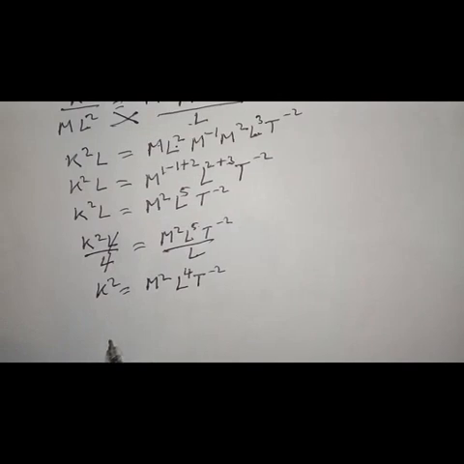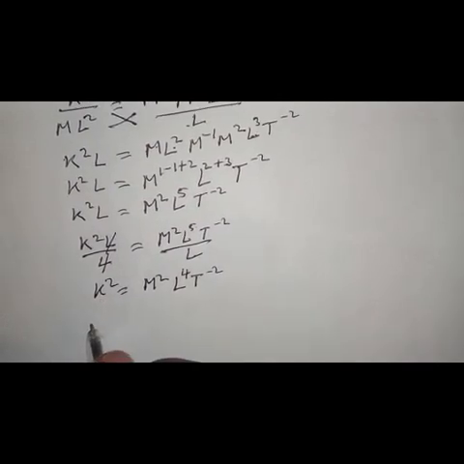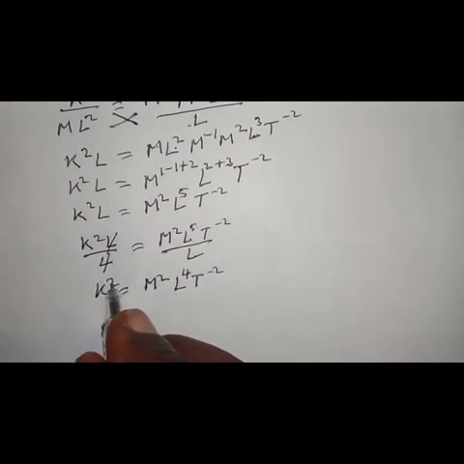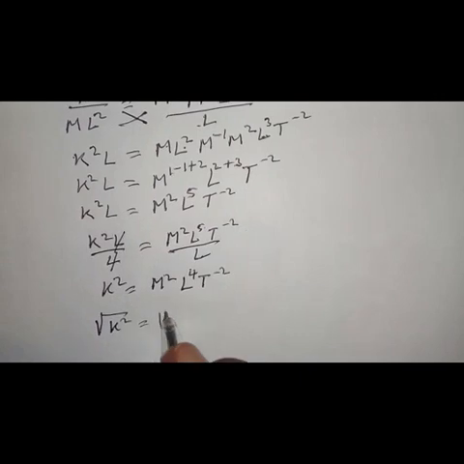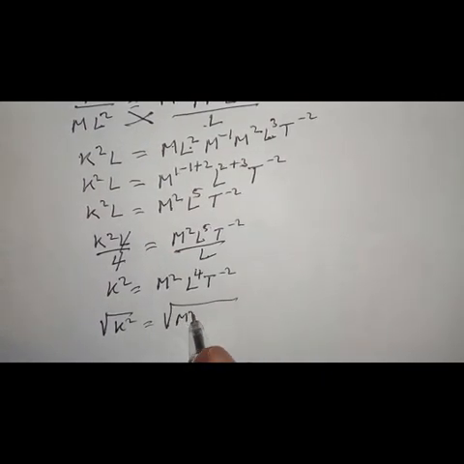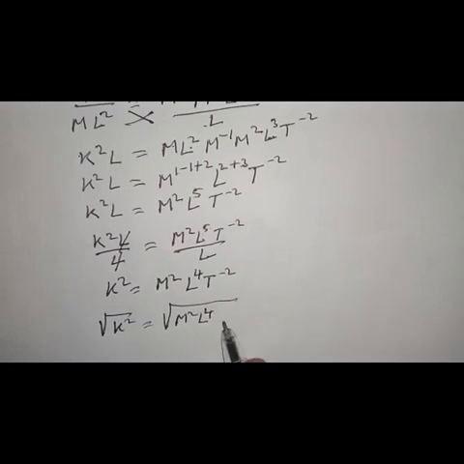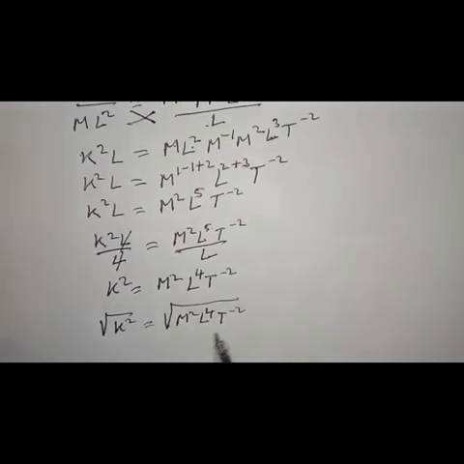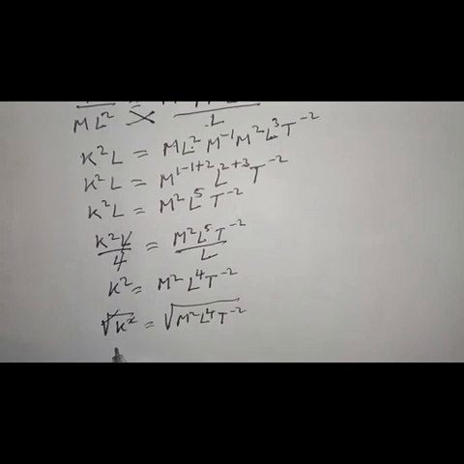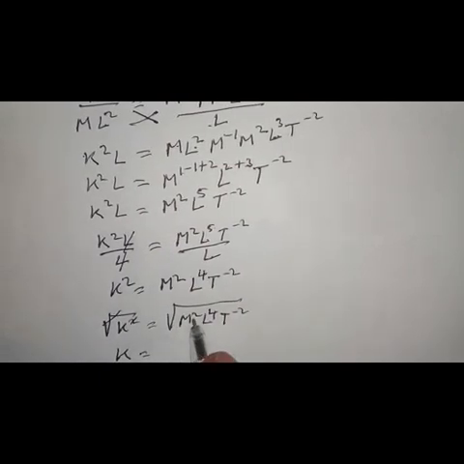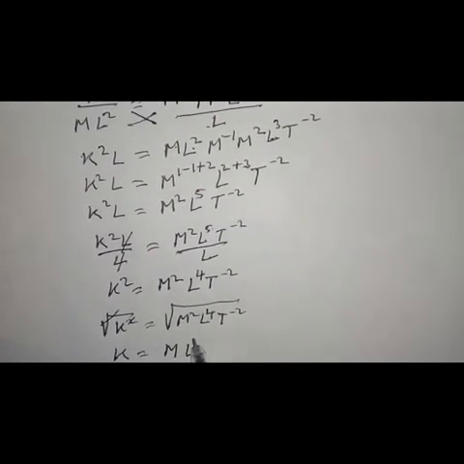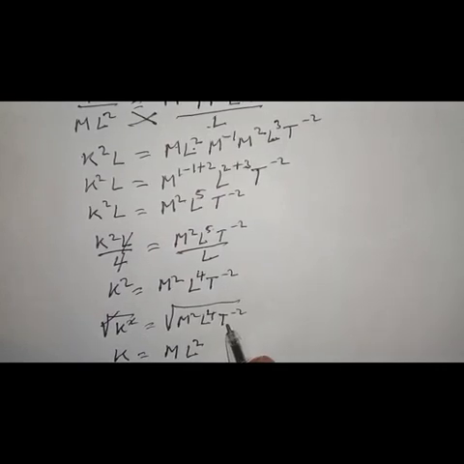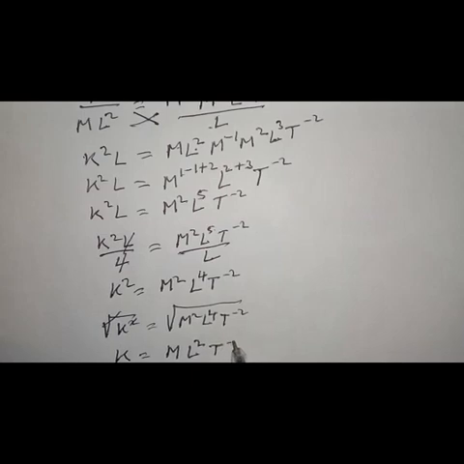Having it like this, remember it is k we are looking for, not k squared. So from the law of indices, we find the square root of both sides in order to eliminate this square. So the square root of k squared is equal to the square root of m squared l raised to power 4 t raised to power minus 2. The square root will cancel the square, so that k will be what? Square root of m squared is m. Square root of l raised to power 4 is l raised to power 2, and square root of t raised to power minus 2 is t raised to power minus 1.